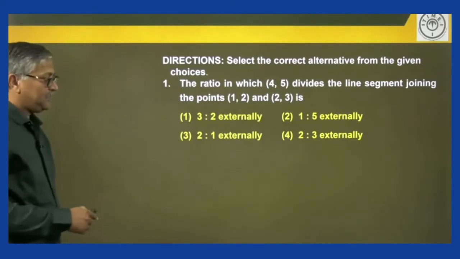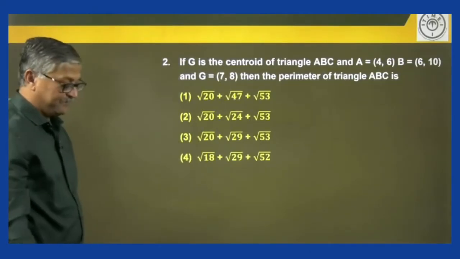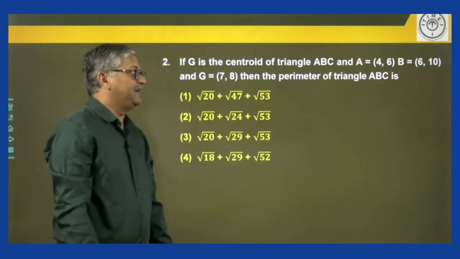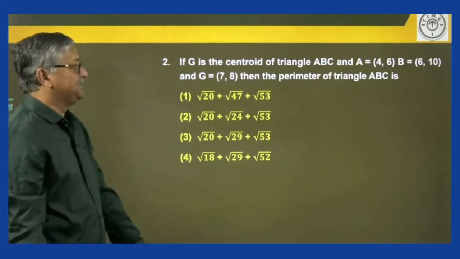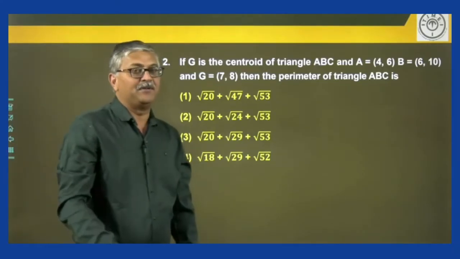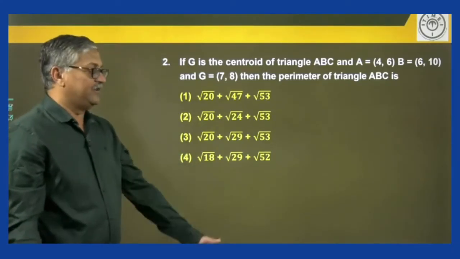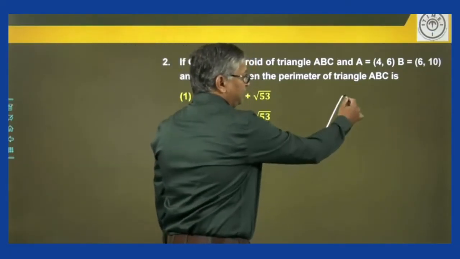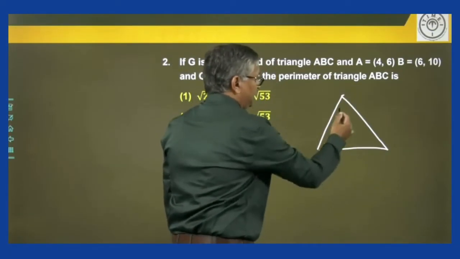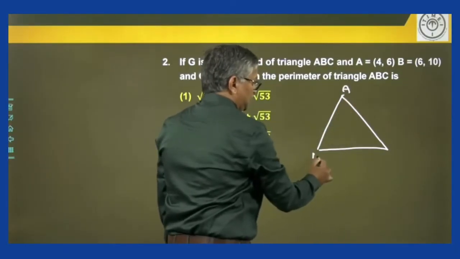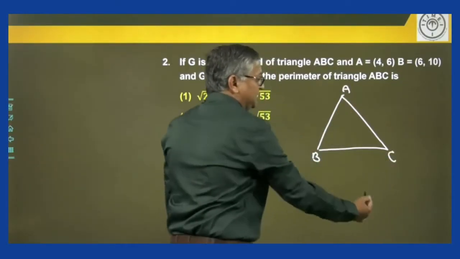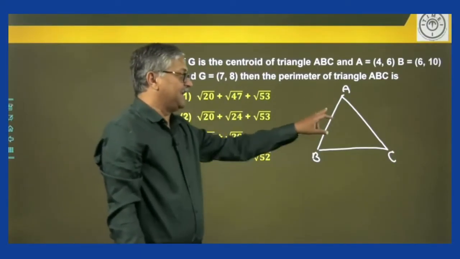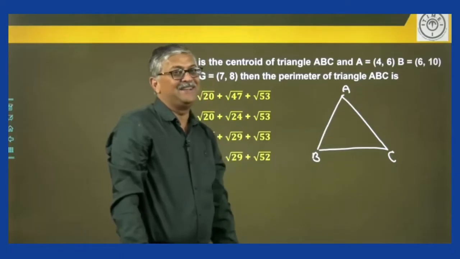Now, look into the next question. G is the centroid of triangle ABC, and the centroid is given. What is the perimeter of the triangle ABC? We know that the perimeter, suppose this is the triangle ABC. What is the perimeter of triangle ABC? It means AB plus BC plus CA.